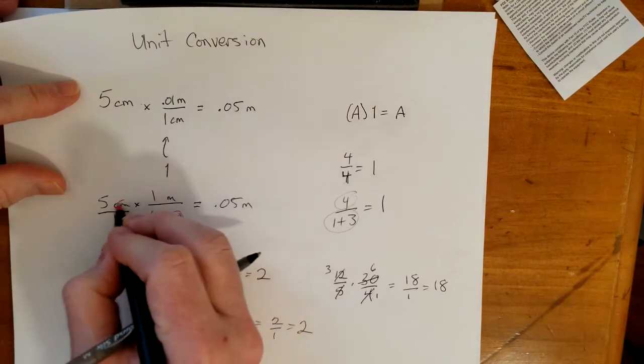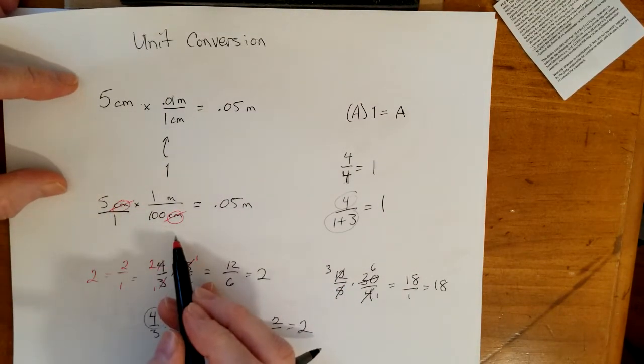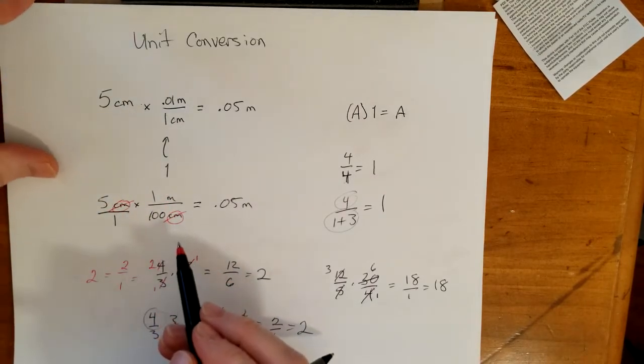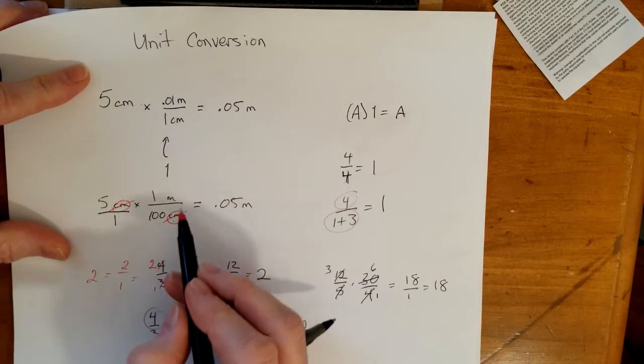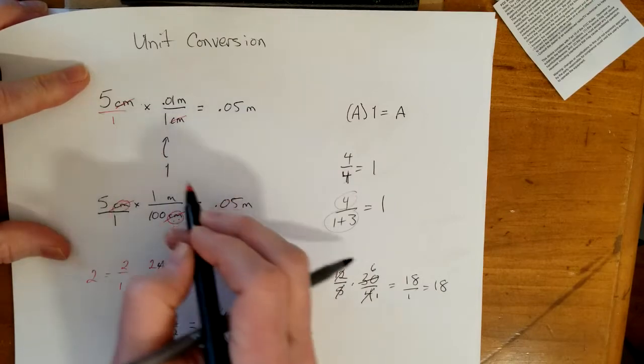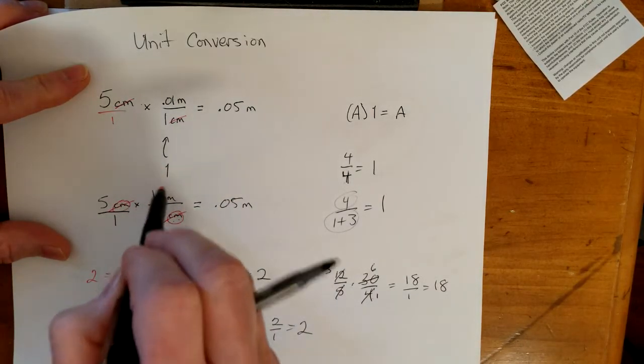I have centimeters and I have centimeters. They would cancel out. As long as one's on top and one's on the bottom, they're going to cancel out. So if I'd flipped it the other way, I couldn't have canceled the centimeters out. Since I want to get rid of centimeters, centimeters goes on the bottom. Same thing here too. I don't have to write the over 1, but that's just a visual, indicating we're doing the same thing here as we did here.